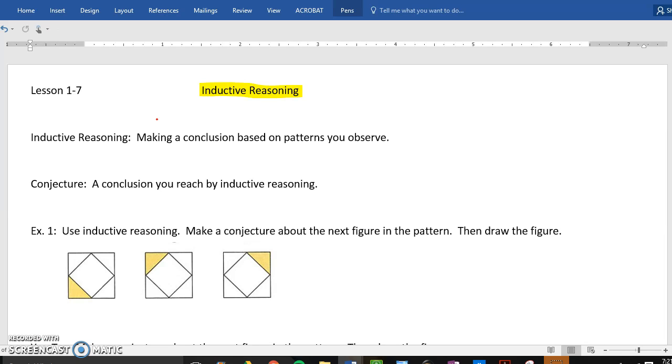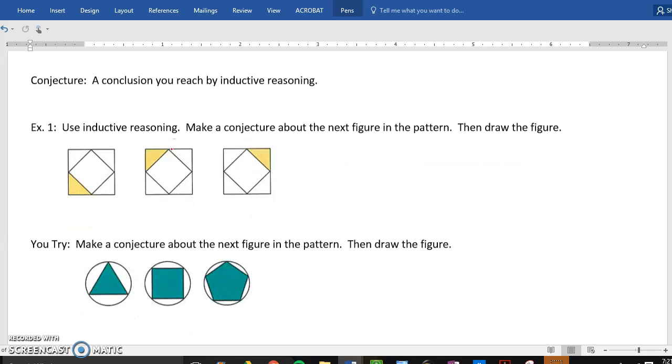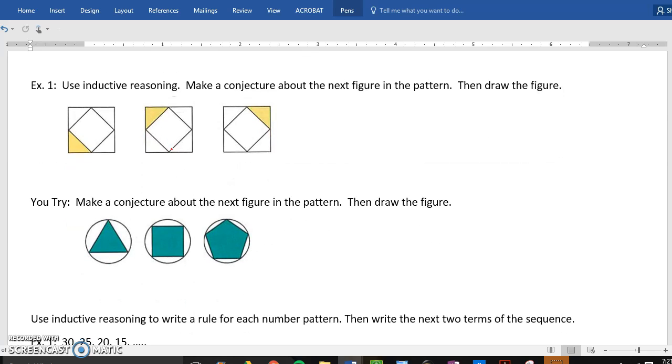Now, what we do is we take the inductive reasoning that's naturally in our head and we make a conjecture. A conjecture is a conclusion you reach by inductive reasoning. So let's show what inductive reasoning is and how to come up with conjectures and prove if they're true or false. First example, use inductive reasoning. Make a conjecture about the next figure in the pattern, then draw the figure.